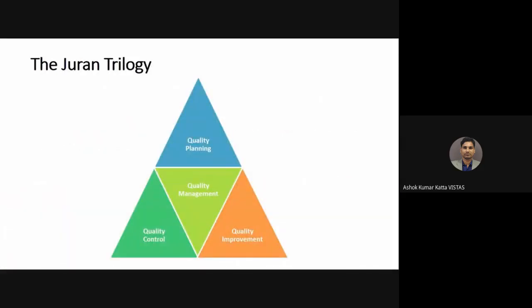The Juran trilogy is a quality management concept meant to reduce the cost of poor quality by planning quality into the product and process. The process includes quality planning, quality improvement, and quality control.